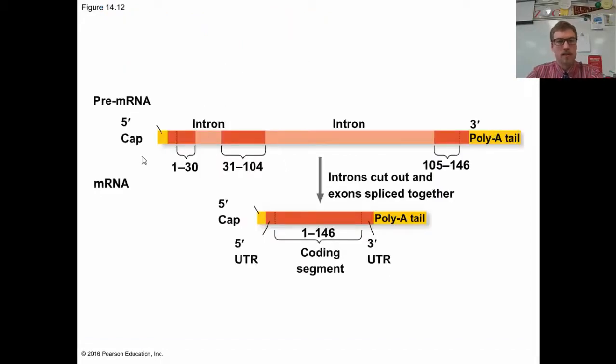So here is that process shown a little bit more up close. The introns are going to be removed. The exons are going to be kept, and that is going to leave you with your actual coding segment. Notice that the UTRs are kept, as well as the 5' caps and the poly A tails.